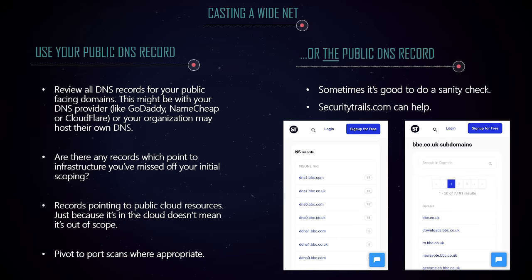Sometimes it's a good idea to validate your findings using publicly available data. Security Trails is the perfect companion for this occasion, and you can see with the screenshots on the right that I've taken a few looks at bbc.co.uk. We can see from the first screenshot that there are a number of other top-level domains associated with this, thanks to the name servers. We can also see that there are over 7,000 subdomain records associated with bbc.co.uk.